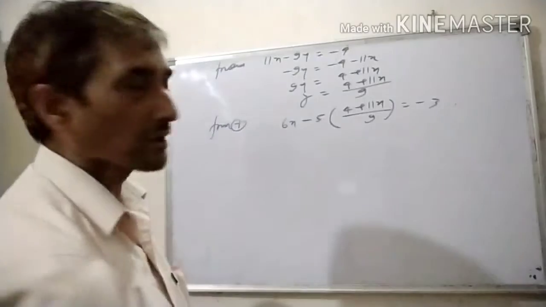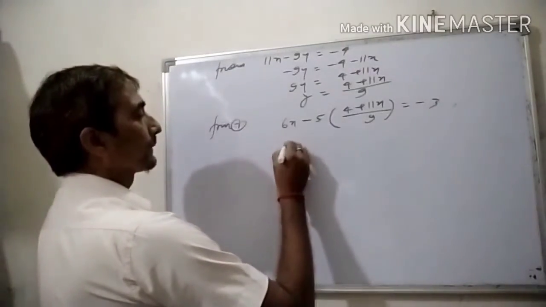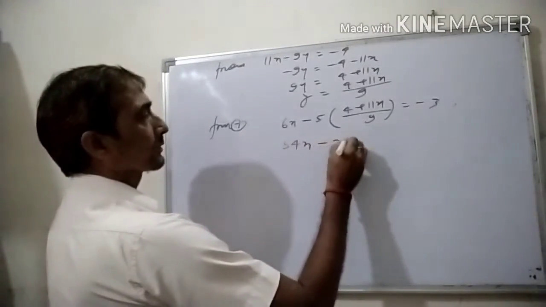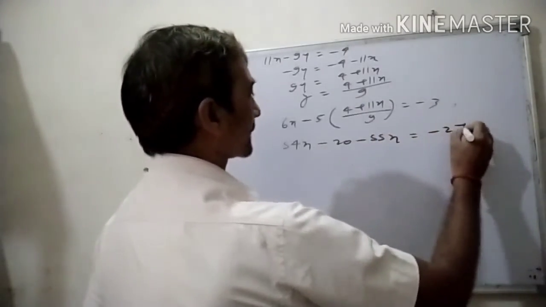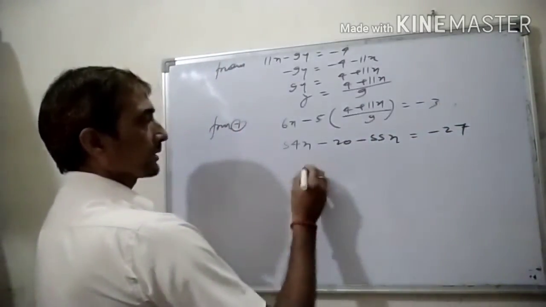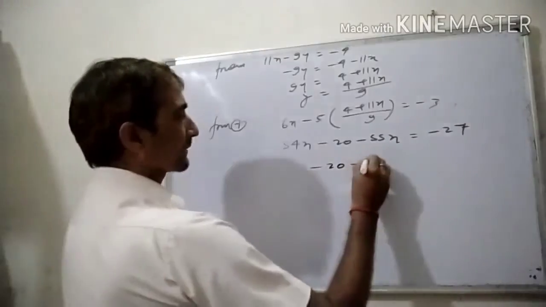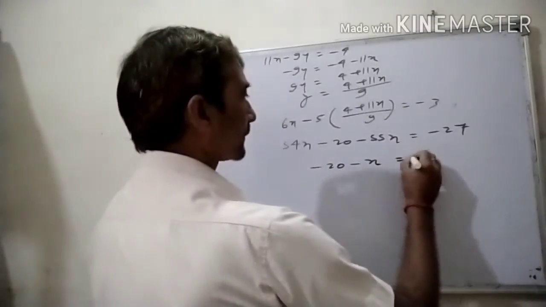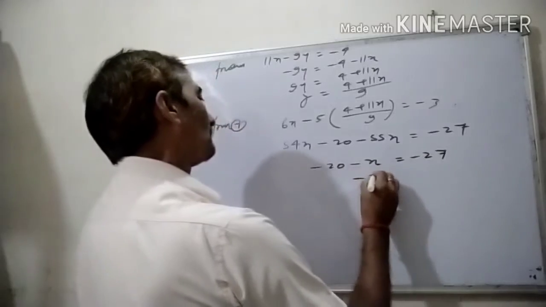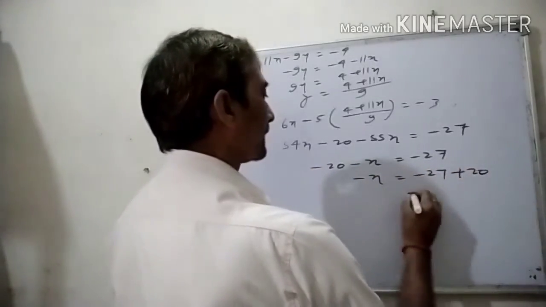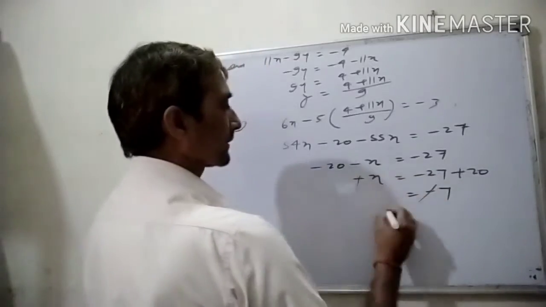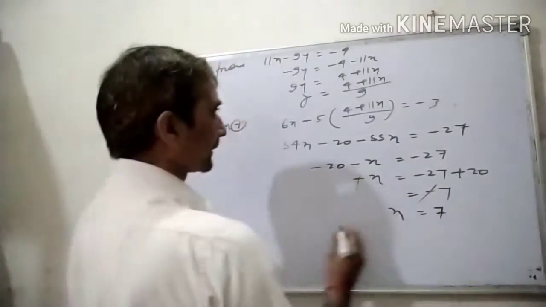Now by calculation, 54x minus 20 minus 55x is equal to minus 27. That is minus 20 minus x equals minus 27. Minus x is equal to minus 27 plus 20, minus 7. Cancel out, x is equal to 7.